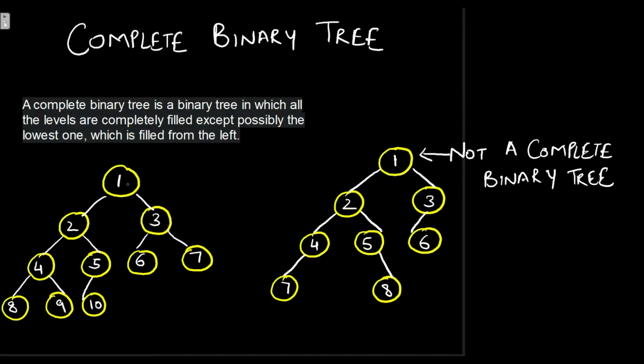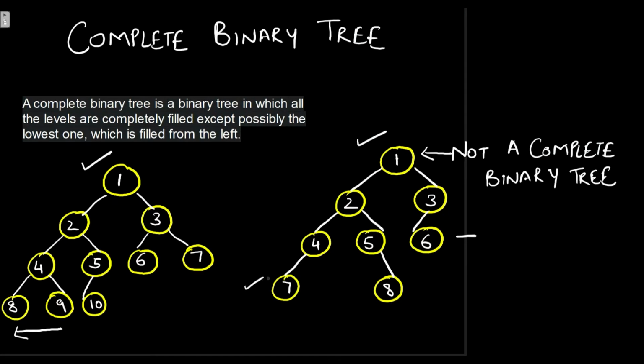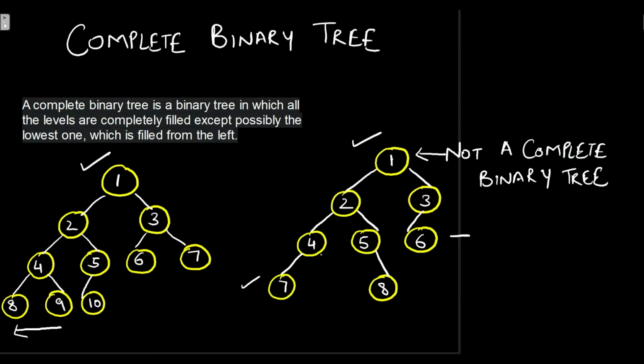For example, in this case, all the levels are completely filled, and in the last level, all the nodes are as left as possible. Now in this case, this level is not completely filled as 3 is missing a right child. And in the last level, the nodes are not as left as possible because 4 is missing a right child and 5 is missing a left child. So this is not a complete binary tree.